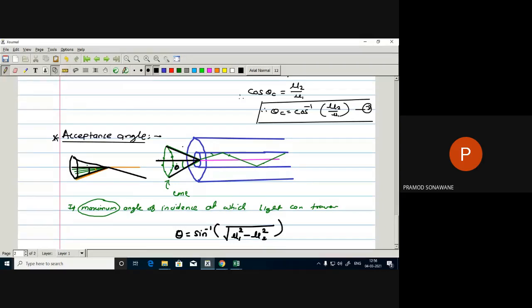सो ये इस कोन से कहीं से भी आप इंसिडेंट करो लाइट, तो लाइट क्या होगी? TIR सफर करेगी. ये समझ में आया क्या? बताइए मुझे. Yes, sir. Very good.